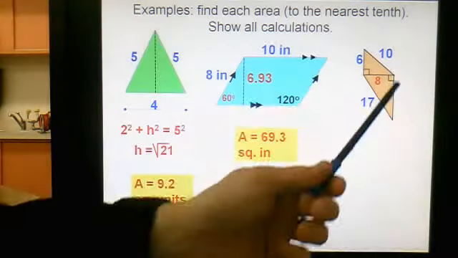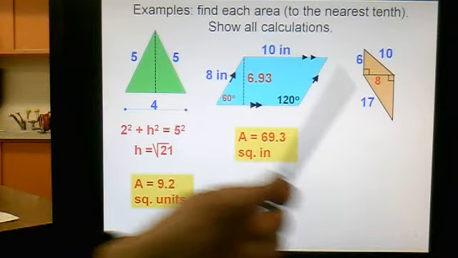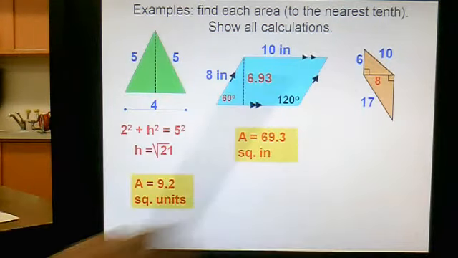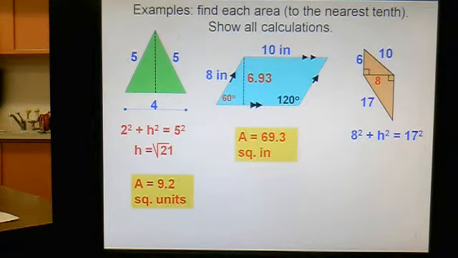Same thing here. You can use Pythagorean theorem to find this one because they're both right triangles. You do 8 squared plus h squared equals 17 squared. And I believe that is, again, a Pythagorean triple. It's an integer value. I think you get 15 for that one. And from there, it's real simple. Find the area of each triangle, add them together, done.